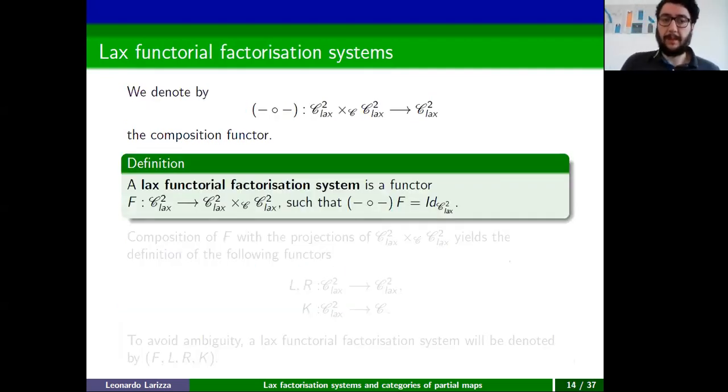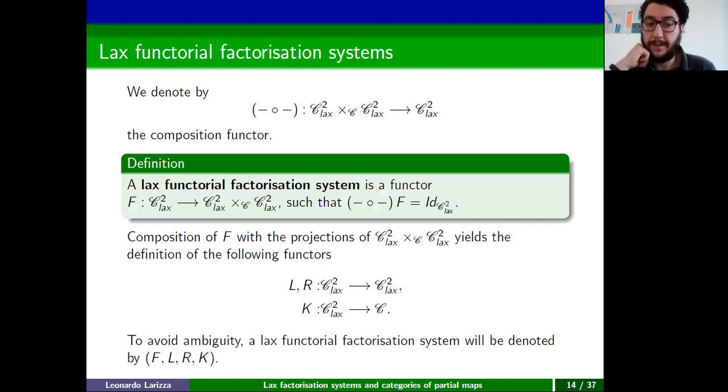We come now to describe another kind of factorization system. First of all, I recall that by this notation I define the composition functor going from pairs of composable morphisms in C2 Lax to their composition. And then I proceed to define a Lax functorial factorization system as a functor F going from C2 Lax to the category of pairs of composable morphisms, and such that whenever it is composed with the composition functor, it gives back the identity. So whenever I apply the composition functor to F of any morphism, it gives back that morphism.